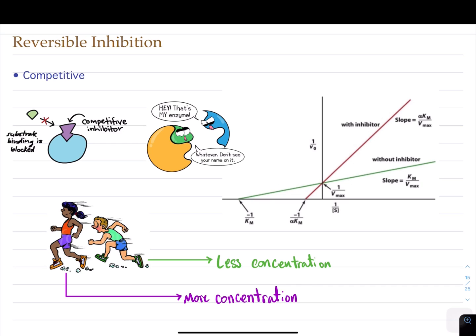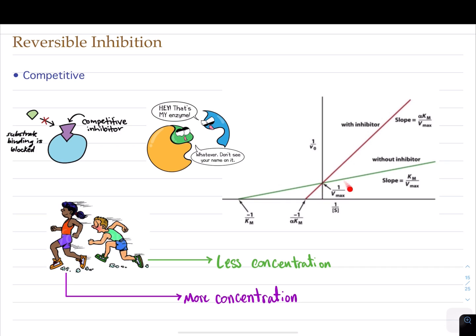It is important to know that the competitive inhibitors do not change the Vmax value, but they do increase the Km value since more substrate is needed to be able to reach half of the maximum velocity. And here is a Lineweaver-Burk plot for competitive inhibition.